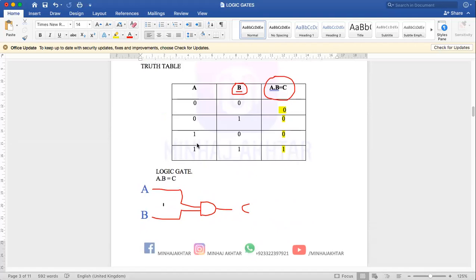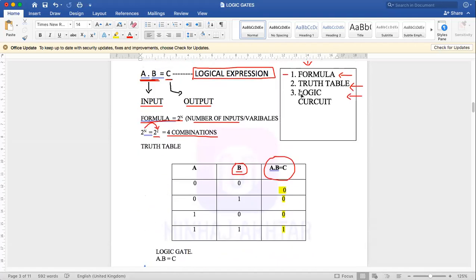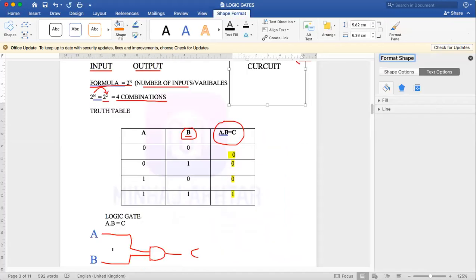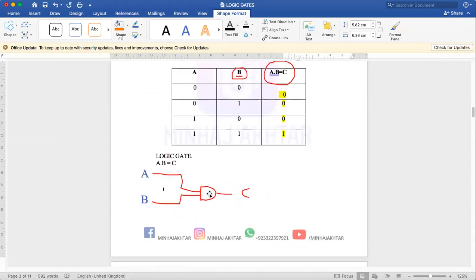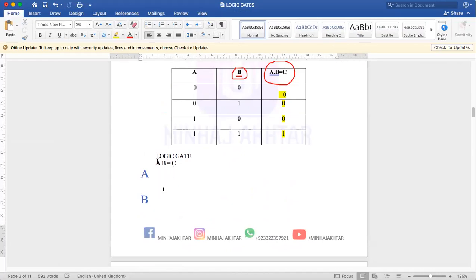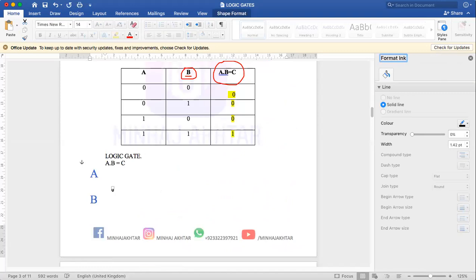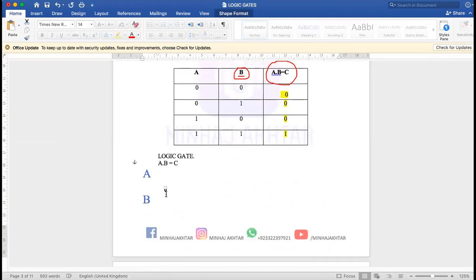So in the next step, step number 3, we are going to draw the logic circuit. So logic circuit is going to draw with the help of a logical expression. Look, I have written down the logical expression, and now I'm going to draw the logic circuit with the help of logic expression. So you can see we have A and B equal to C. So I just write A and B.